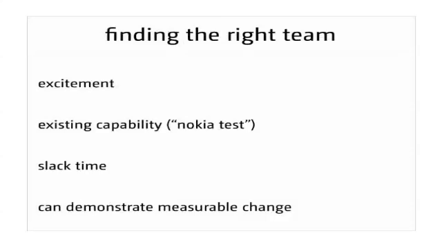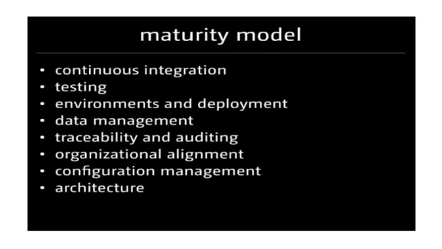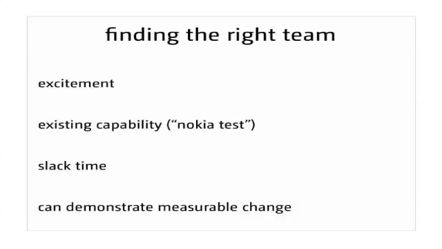Some people will have heard of the Nokia test that Bas Vodde put in place. Go and Google the Nokia test if you're interested, and Bas Vodde, B-O-D-D-E. He invented that test as a way of informally finding which teams would actually be suitable for coaching around moving to Scrum. So look at existing capability, and we have a maturity model which you can get by going to the ThoughtWorks Studios website. There's a white paper you can download around release management, and you can look at the maturity of teams along all these different axes, continuous integration, testing, environments and deployments, and look for teams that have some level of maturity.